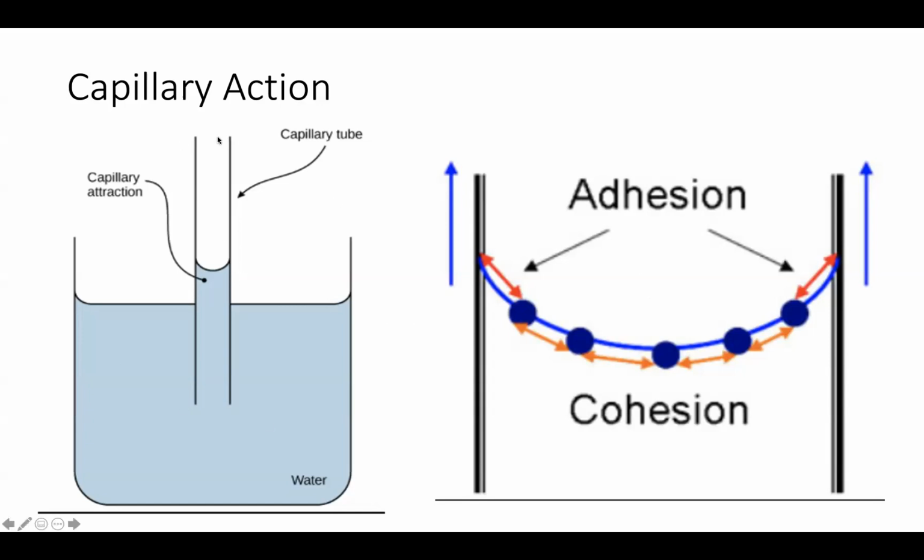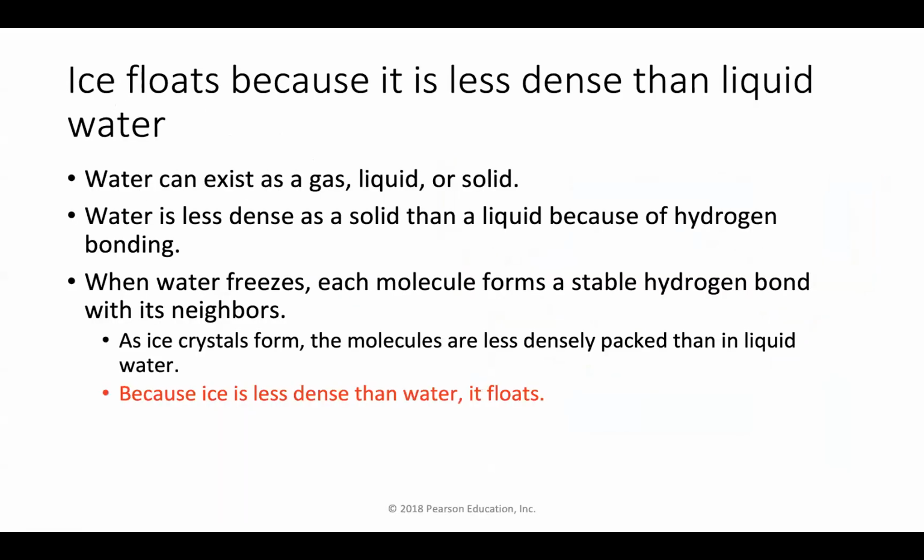Over here we have an illustration of what happens during capillary action, where you put this capillary tube down into some water. Eventually that water can start to traverse up that tube, and that's again due to interactions or forces between cohesion and adhesion that lead to the movement of the water through those tubes.